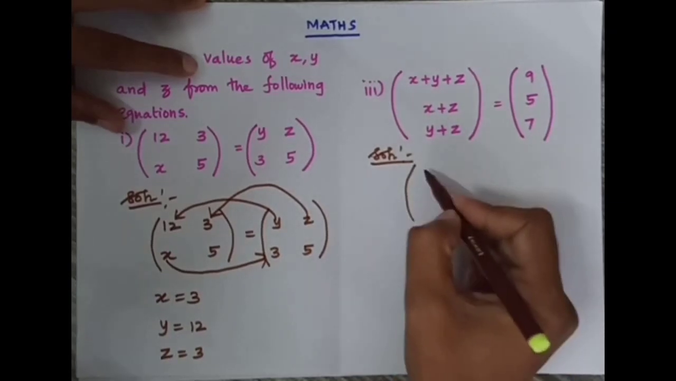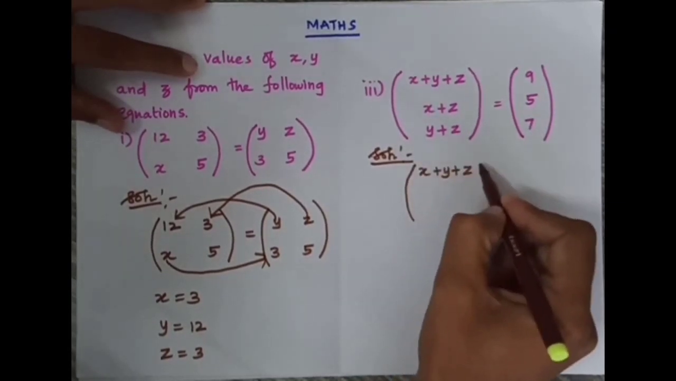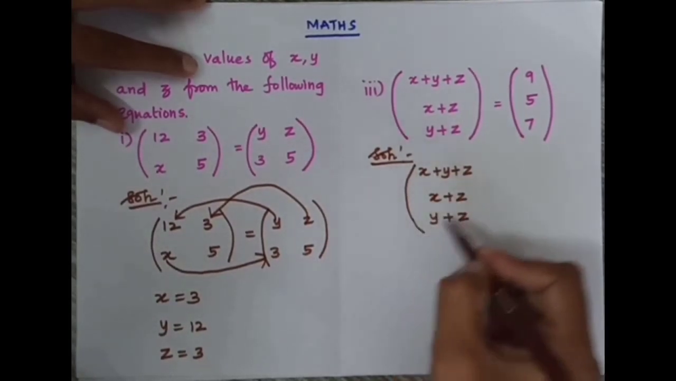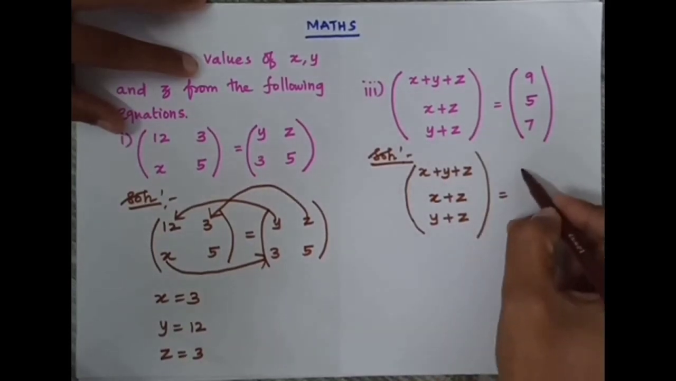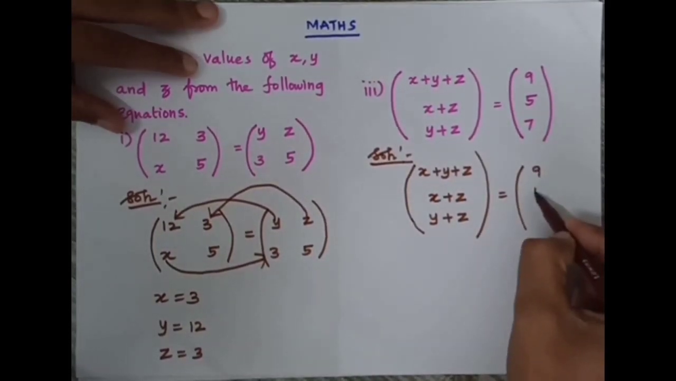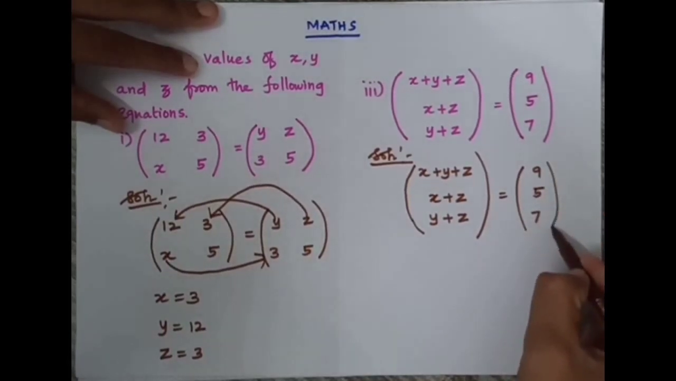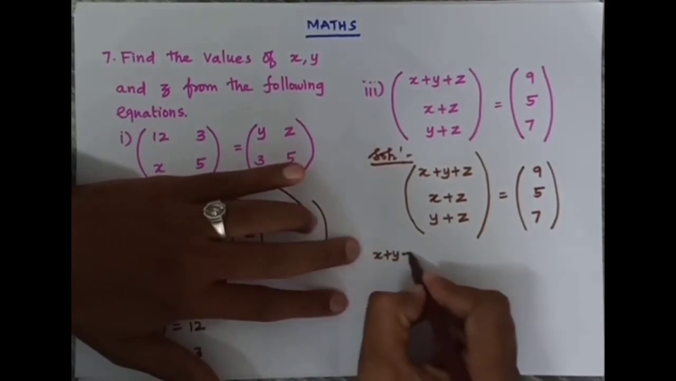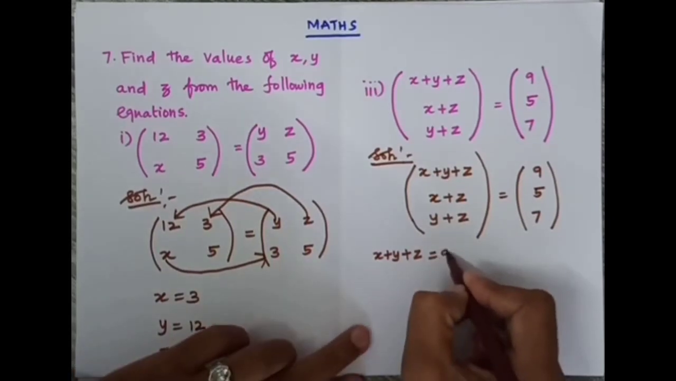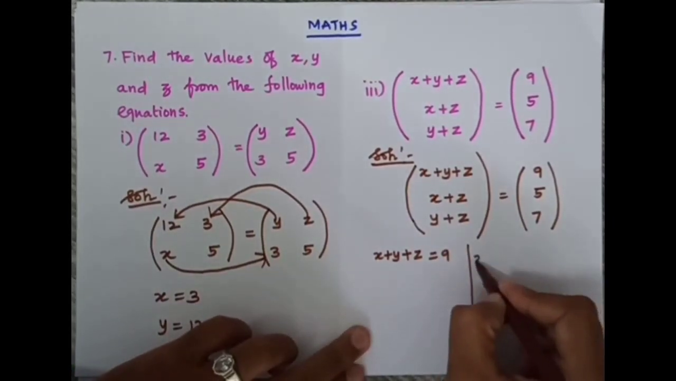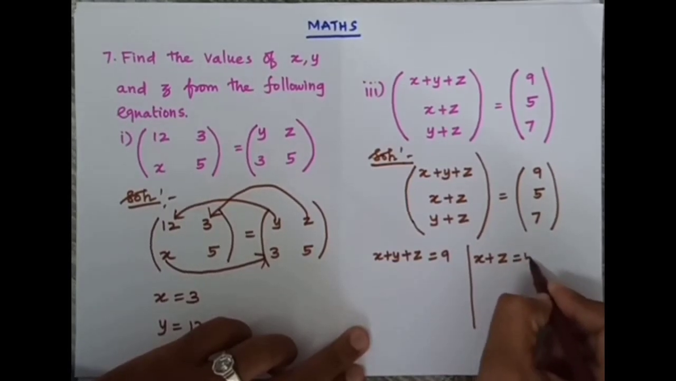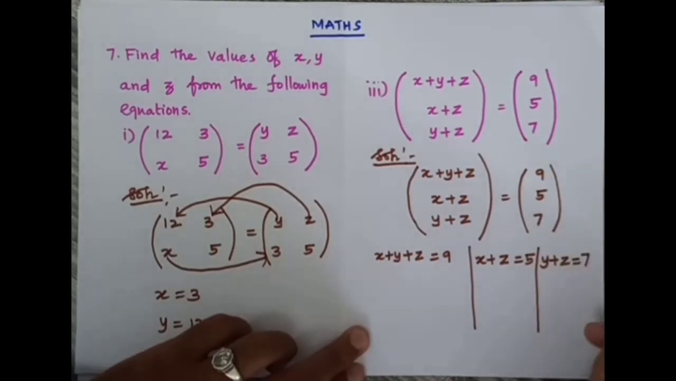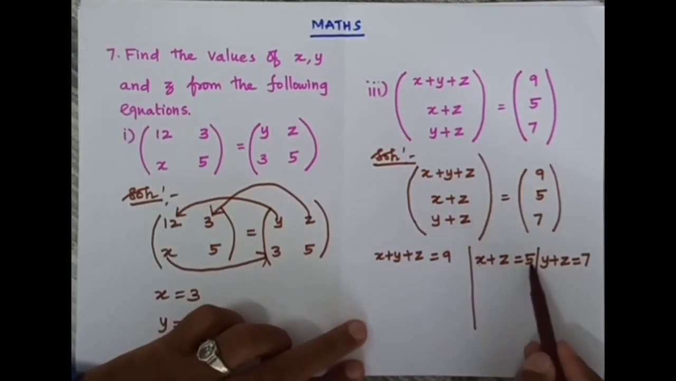Here the question is x plus y plus z, x plus z, y plus z, which is equal to 9, 5, 7. We'll write this as equations. X plus y plus z equal to 9. Then x plus z is 5. Then y plus z is 7. Here we have x plus z is 5.